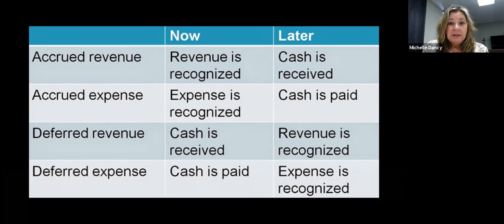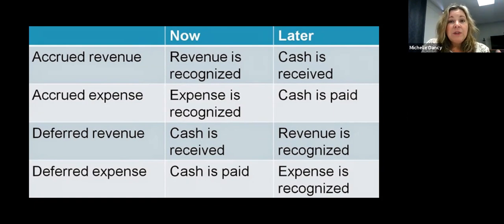Accrued expense. The expense is recognized now, even though I'm not going to pay for it until later. So the perfect example is anytime you buy something on a credit card. If you buy it today, it's an expense of today, even though I won't pay it till next month when my bill's due. So accruals, the recognition is now, cash changes hands later. Deferrals are the exact opposite. With deferrals, the cash part is now, the recognition part is later.